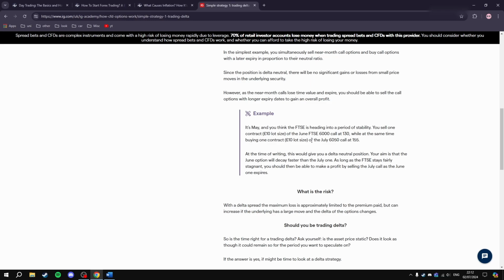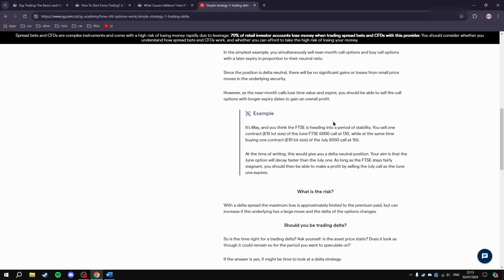It's May. You think the FTSE is heading into a period of stability. You sell one contract, £10 lot size of the June FTSE 6000 call options. That's 130. So you think the price is going to rise because that's what the call options are. While at the same time buy one contract, £10 lot size of the July 6050 call option at 155. At the time of writing, this would give you a delta neutral position.